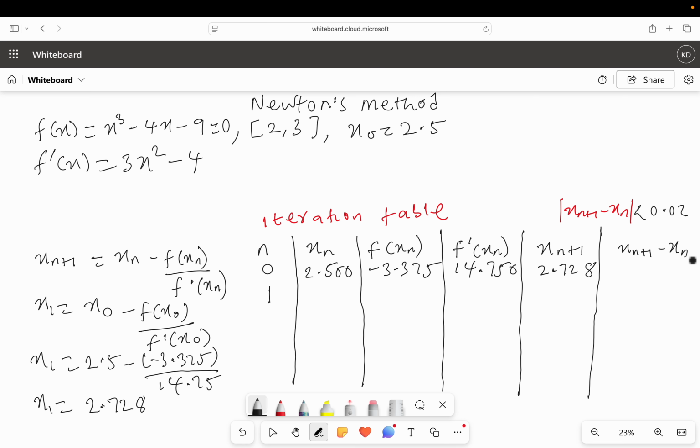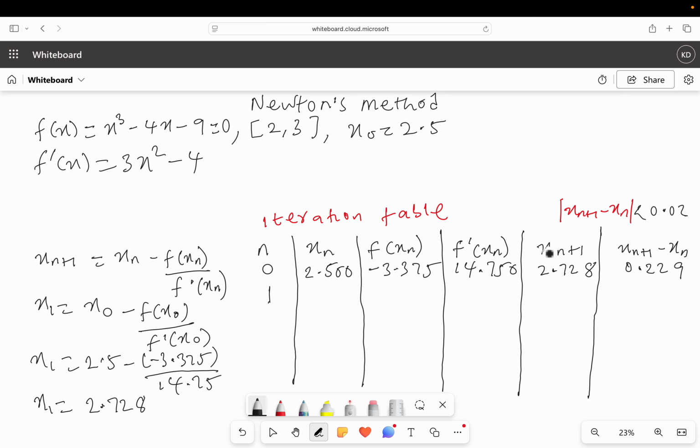So now I have to test my accuracy level. So it will be S1 minus S naught. So that is this value minus this value. So I will obtain 0.229. So the magnitude of this value is greater than 0.02. So I have not reached my accuracy level. I have to go to the second iteration where n is 1.